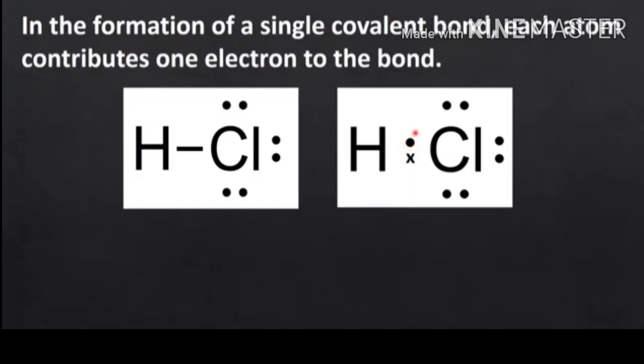In hydrochloric acid, one electron is of the hydrogen atom and one electron is of the chlorine atom, so that each atom becomes stable by sharing their electrons. By sharing one electron, the chlorine atom completes its octet, whereas the hydrogen atom completes its duplet and becomes stable.